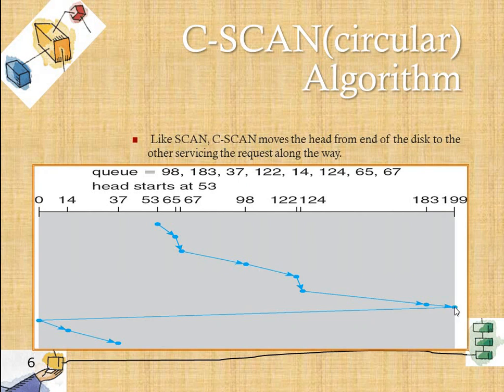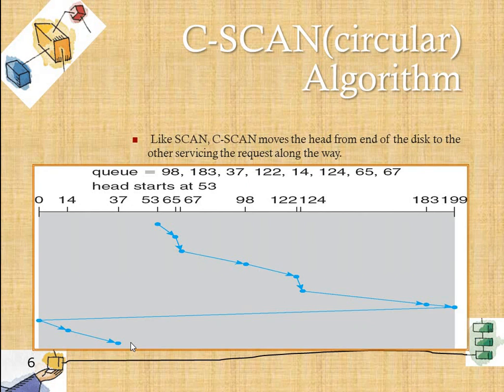Once it reaches the end, the arm is returned to the opposite end of the disk. That is, from 199 it moves to 0. From 0 it again starts scanning whatever is left, that is, in our case, 14 and 37. Okay, so this is C-SCAN, also called circular scan.